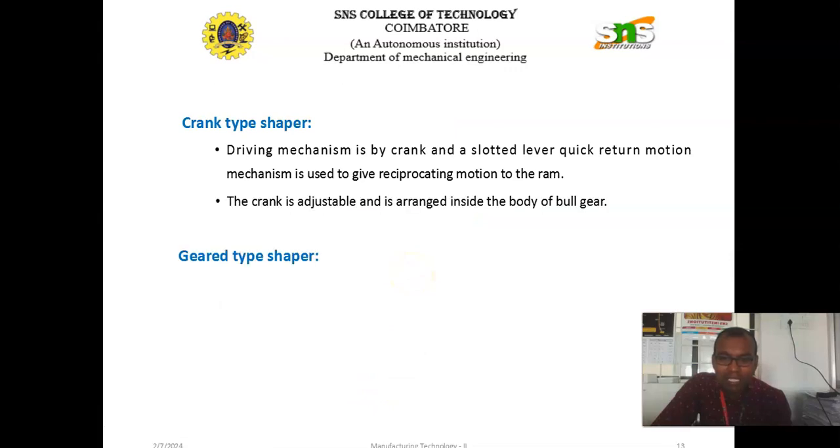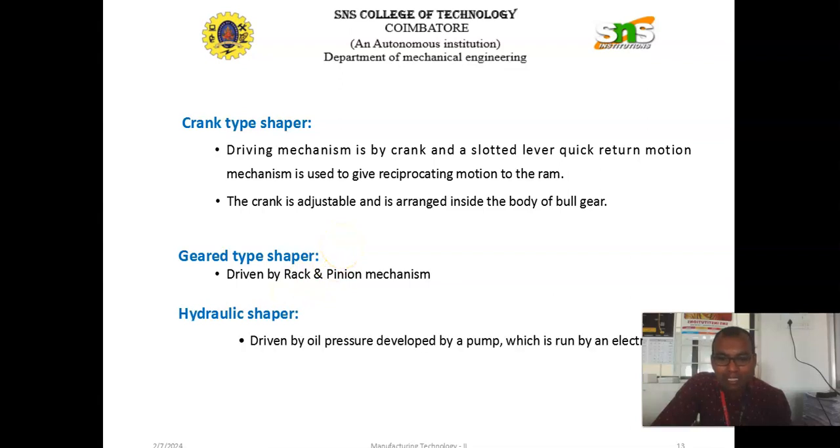Next important type is the crank type shaper. In this type, the driving mechanism is a crank and slotted lever quick return mechanism, which is used to give the reciprocating motion of the ram. With the help of that, the machining process takes place. The crank is adjustable and is arranged inside the body of the bull gear. Next important type based upon the mechanism is the geared type shaper. In this type it is driven by a rack and pinion mechanism. Next is the hydraulic shaper. It is driven by oil pressure developed by a pump which is run by an electric motor.